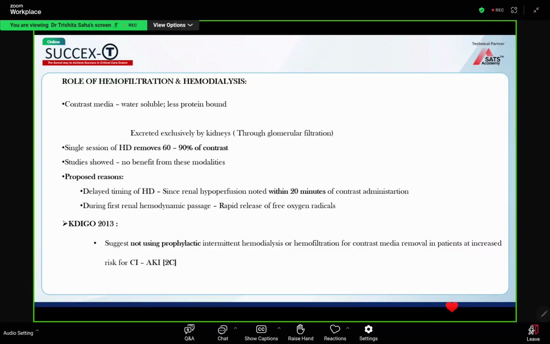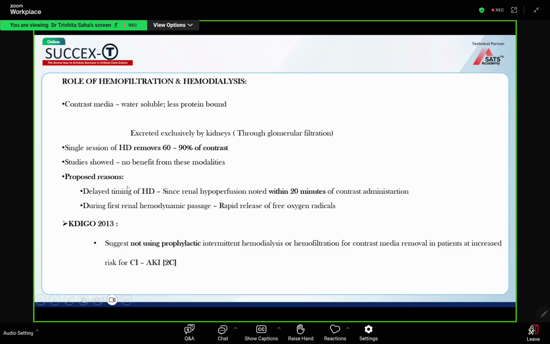Then about the role of hemofiltration and hemodialysis: contrast media is water soluble and less protein bound. So the idea is it is excreted exclusively by the kidneys through glomerular filtration. A single session of HD removes 60 to 90% of the contrast, but studies have shown no benefit from these modalities, though there is a theoretical advantage given this mechanism.